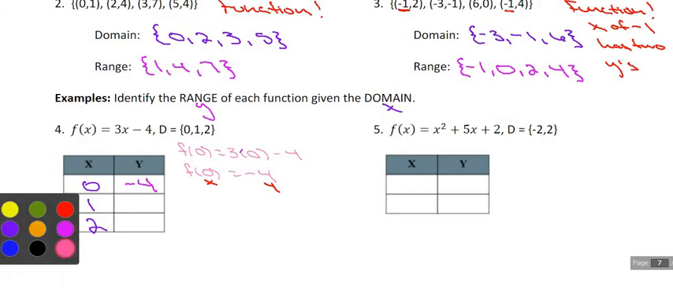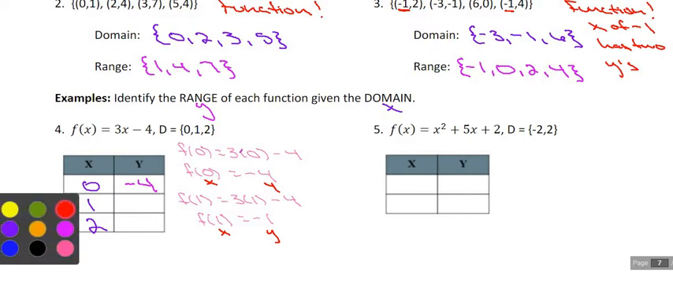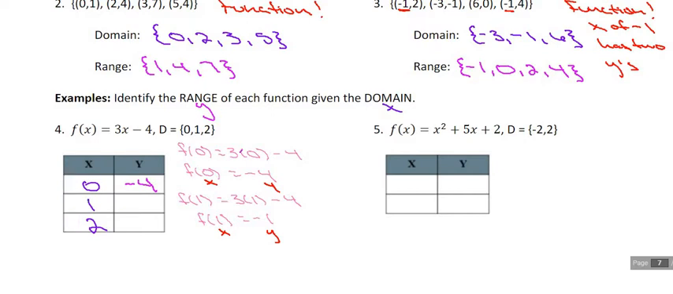Next, we're going to plug in our x value of 1. We want to find the function value when x is 1, so we're plugging 1 in wherever we see an x. So f of 1 equals 3 times 1 minus 4. 3 times 1 is 3. 3 minus 4 is negative 1. So f of 1 equals negative 1. Again, this literally means when x is 1, y is negative 1.